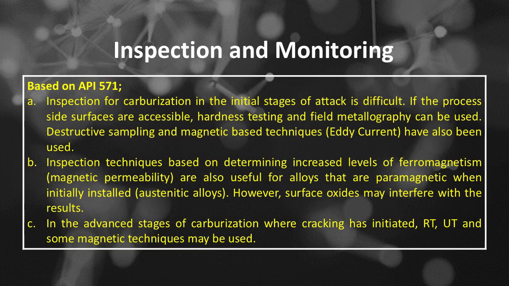Number B: inspection techniques based on determining increased levels of ferromagnetism, magnetic permeability, are also useful for alloys that are paramagnetic when initially installed, austenitic alloys. However, surface oxides may interfere with the results. And number C: in the advanced stages of carburization where cracking has initiated, RT, UT and some magnetic techniques may be used.